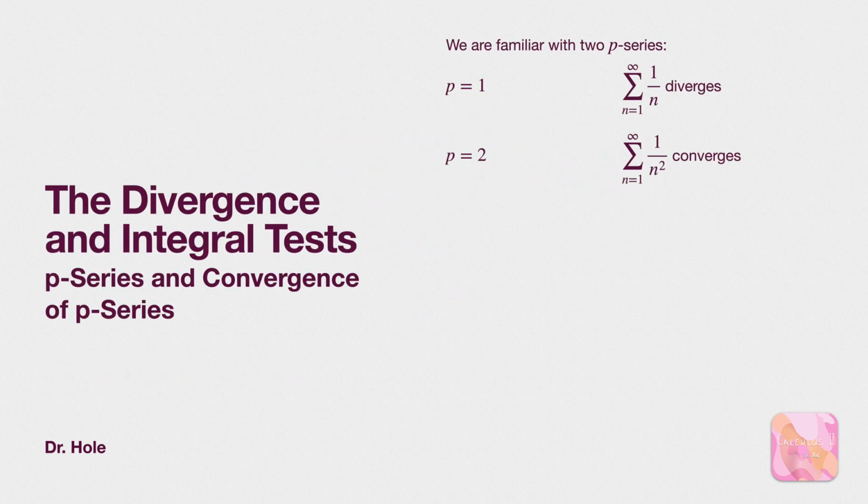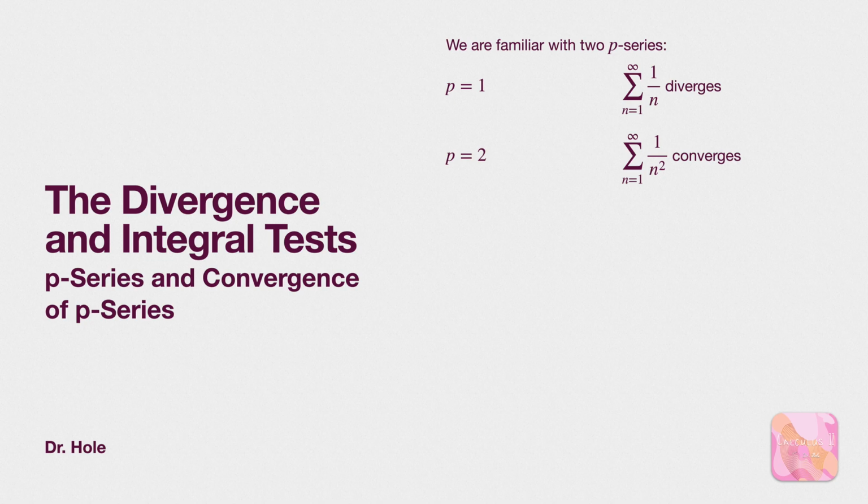And what we want to do is think about what are all of the p's that lead to convergent p-series? What are all the p-values that lead to divergent p-series? So the harmonic series diverges. In the case of p equaling 2, we saw in our previous example, it converges thanks to the integral test.